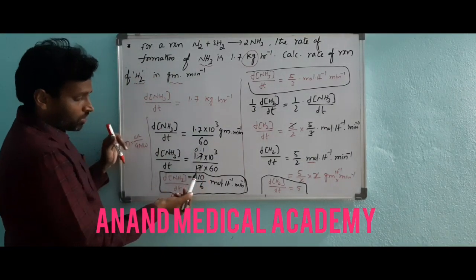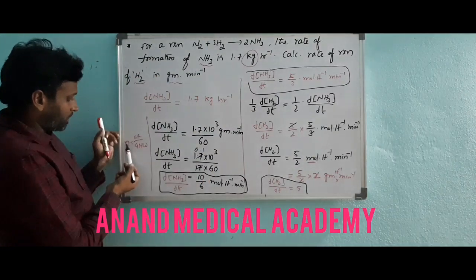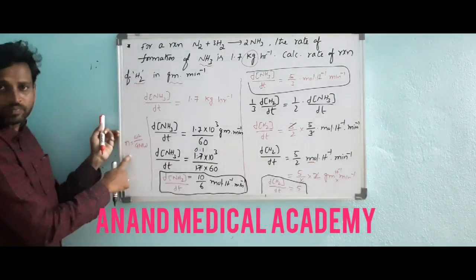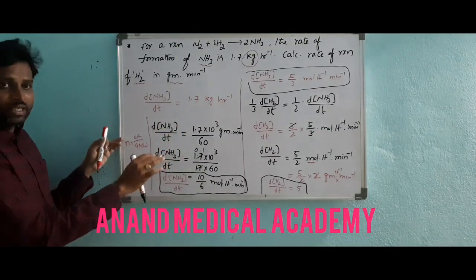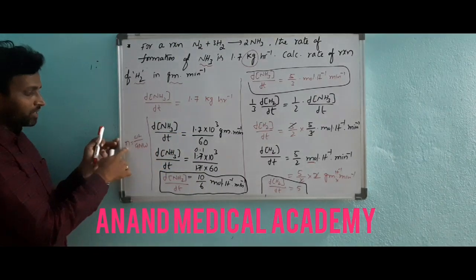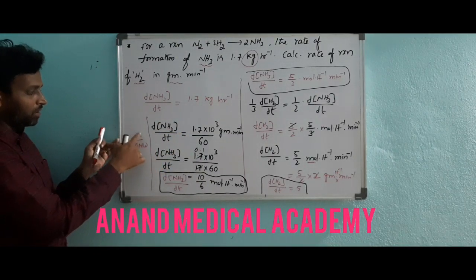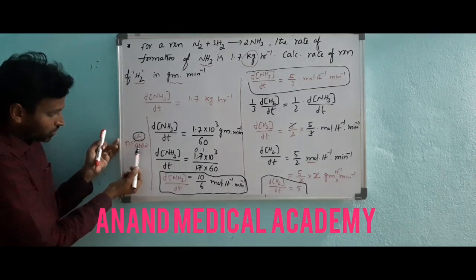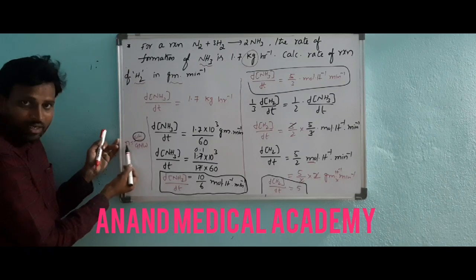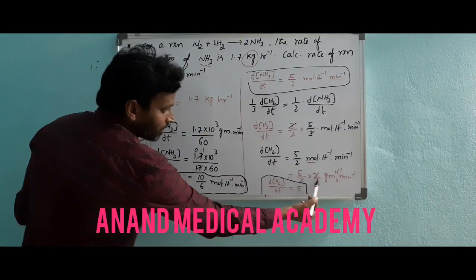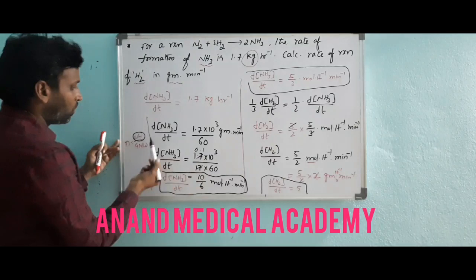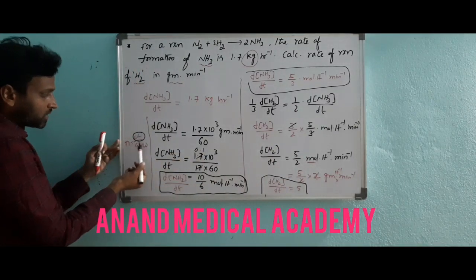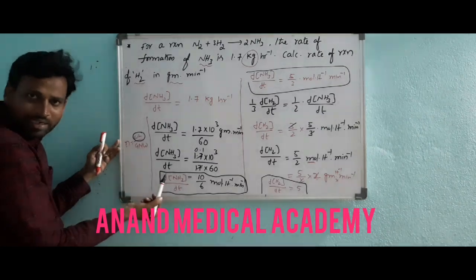Grams converted to moles means divided by gram molecular weight, because number of moles is equal to weight by gram molecular weight. Moles converted into weight means you have to multiply number of moles into gram molecular weight, so that you will get weight. So I want weight. Then what to do? Number of moles into gram molecular weight. What is the gram molecular weight of H2? Moles I want to convert into weight.